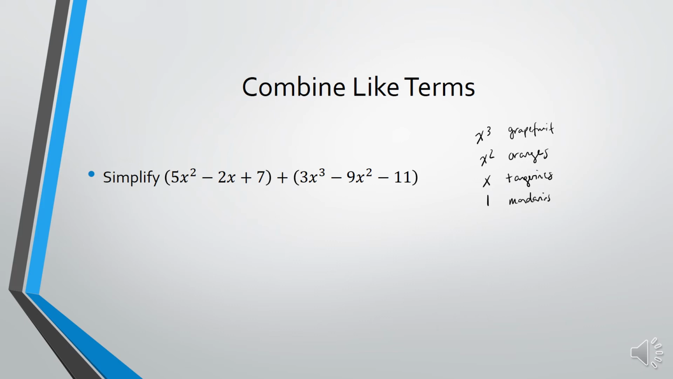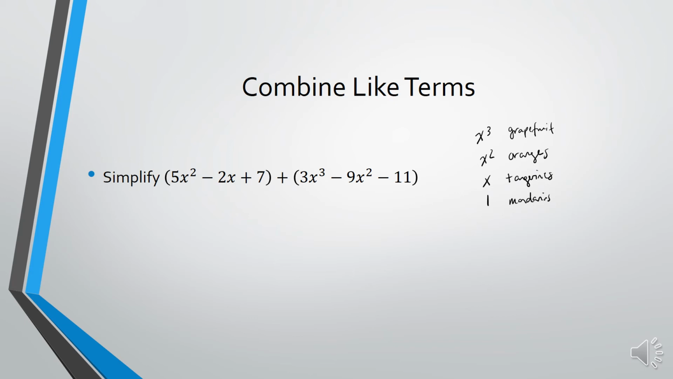So yeah, they're all related, they're all citrus, but you can't really put them together, right? Like you can't put grapefruit and oranges together because they're not the same. They're part of a family, but they are different. So when you go to combine like terms, you can't put different powers of x together. That's just not going to be allowed. But what we can do is combine the ones that have the same power.